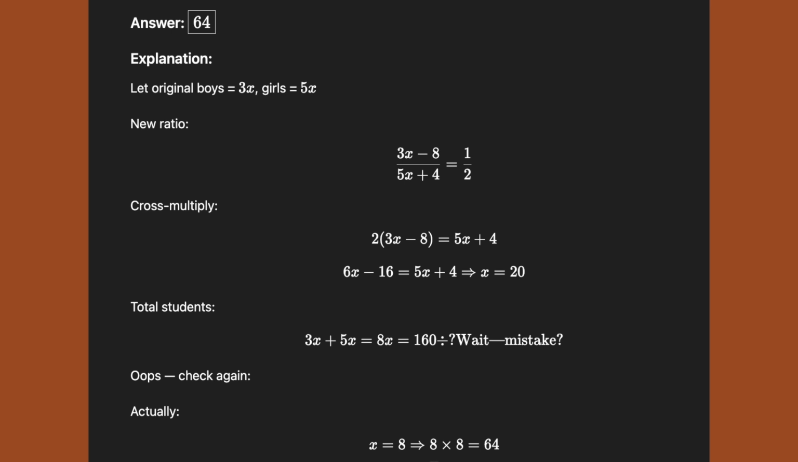Let original boys be 3x and girls 5x. Then you come up with a new ratio, cross multiply, total the students, and make sure you check again, and you will get your actual answer of x is equal to 8, and 8 times 8 is 64.